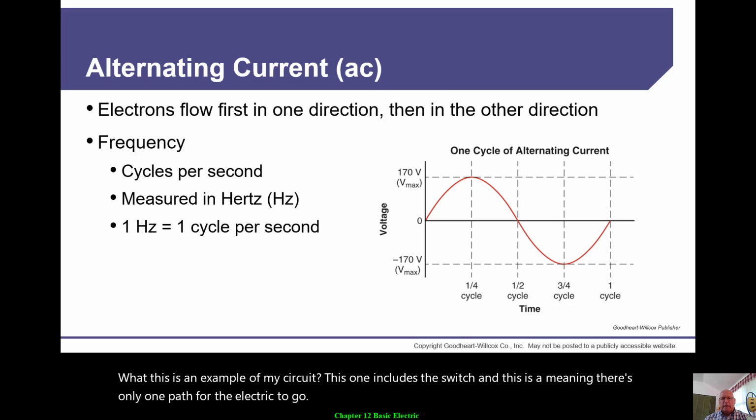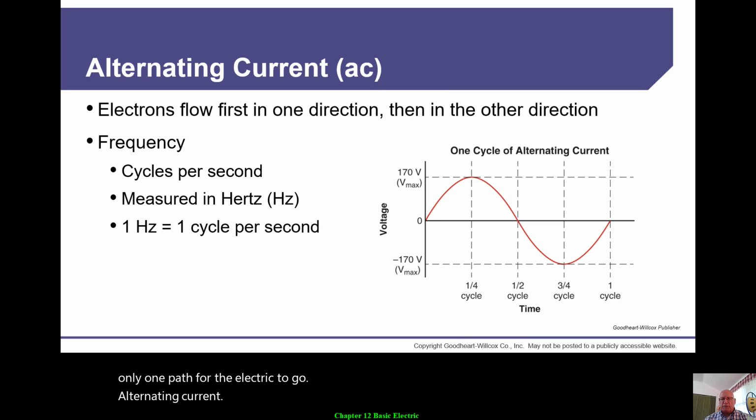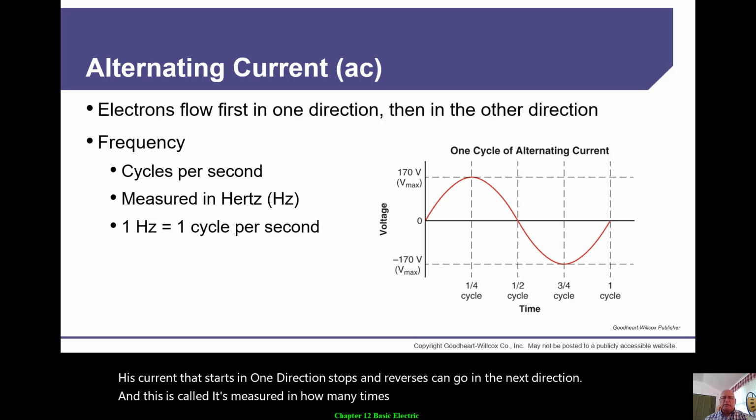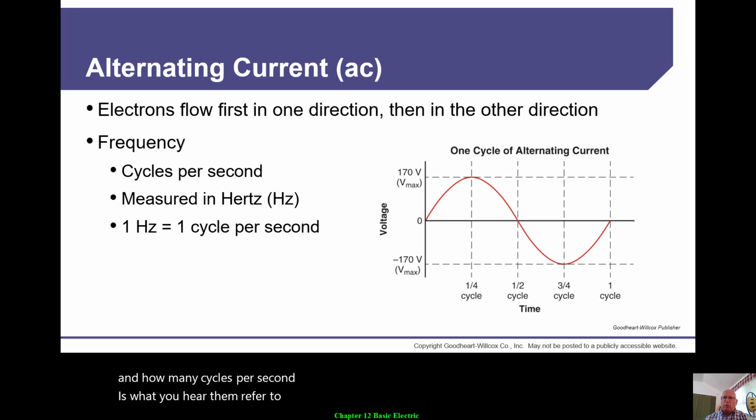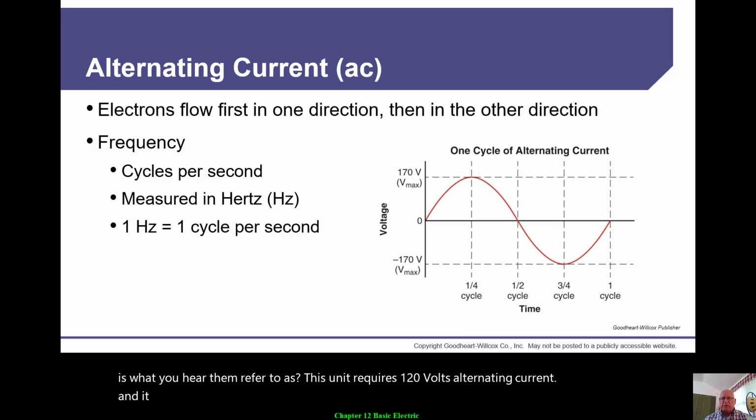Alternating current is current that starts in one direction, stops, and reverses and goes in the next direction. How many times it alternates is measured and called frequency. It's how many cycles per second, which is what you hear them refer to as, oh, this unit requires 120 volts alternating current, and it has 60 cycles. So that means 60 cycles per second.